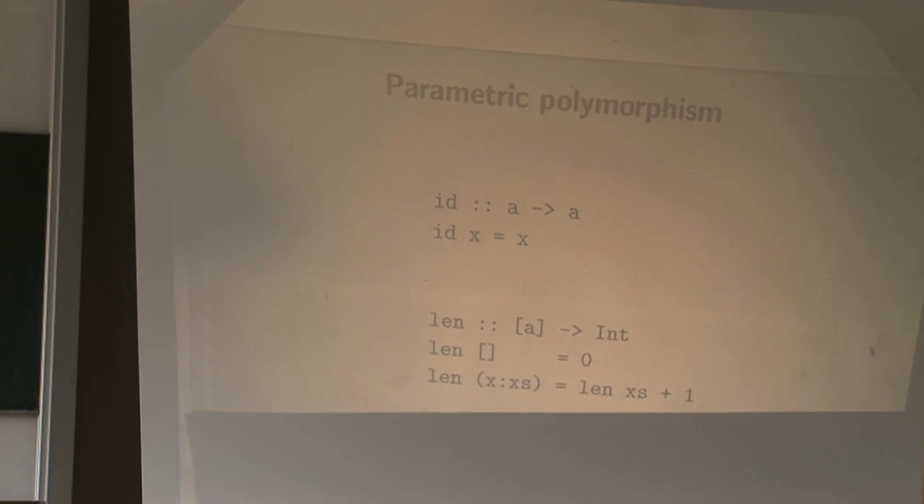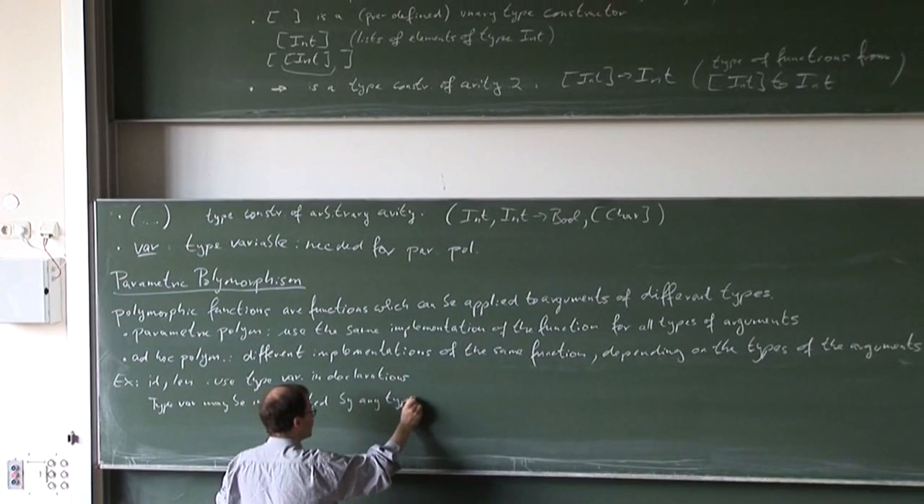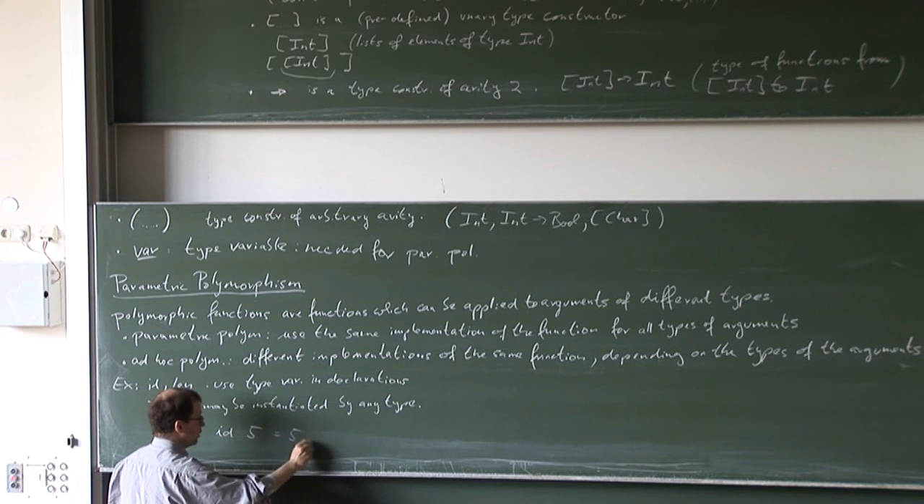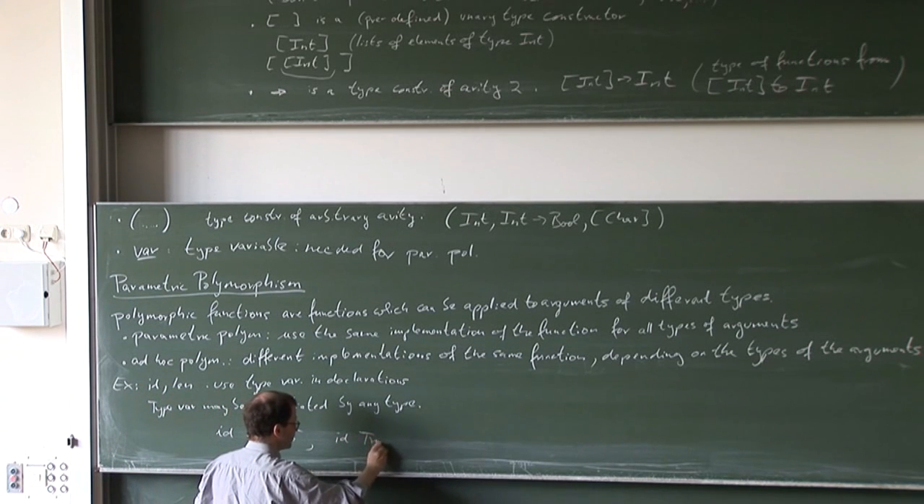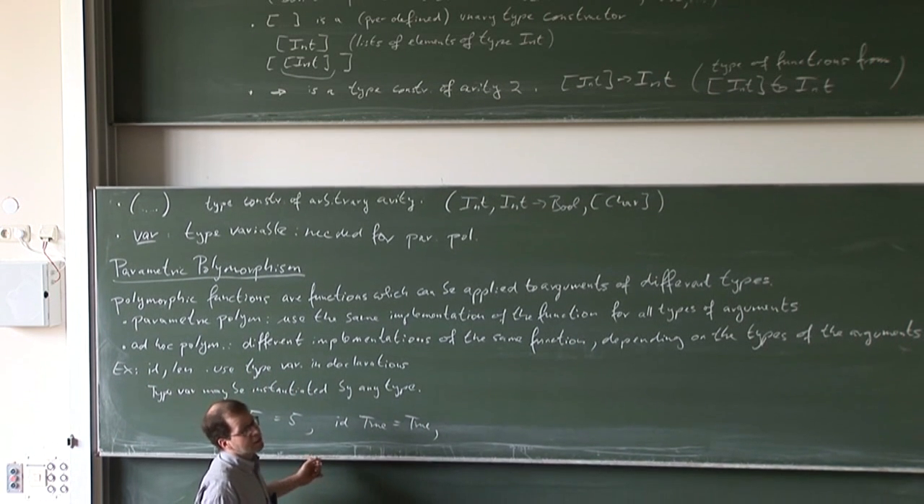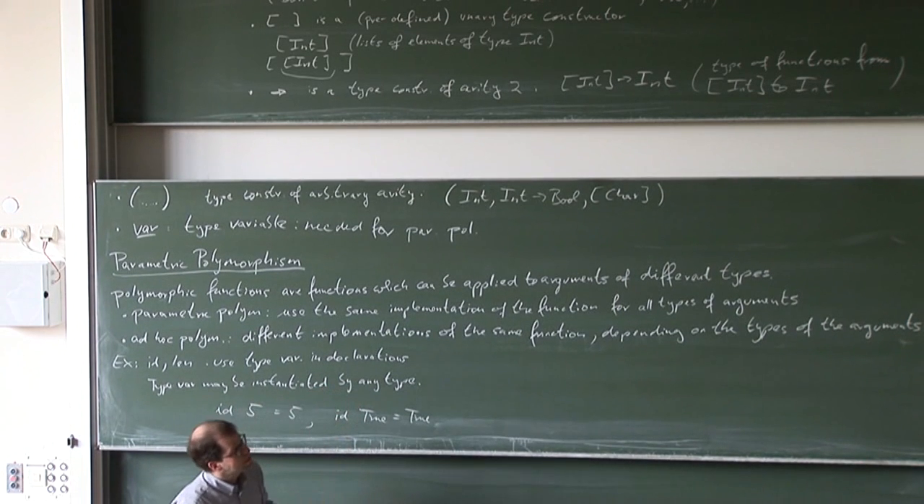So we have a type variable, and the type variable may be instantiated by any type. So indeed, you can apply id of 5, which will give you 5, but you can just as well say id of true, which will give you true. This you can do with id, and it works in the same way with len.